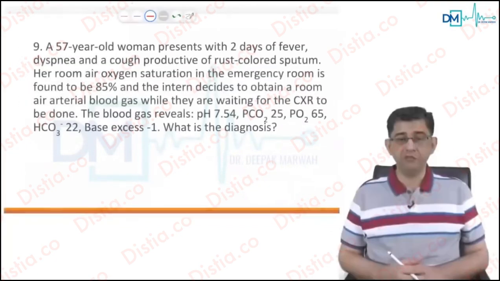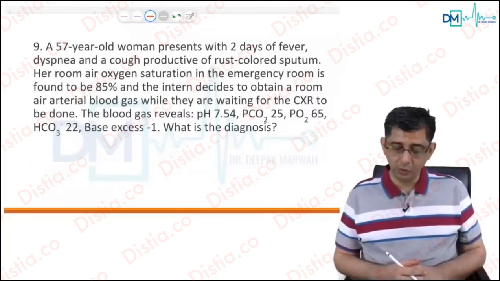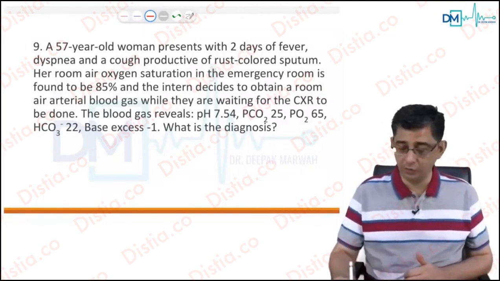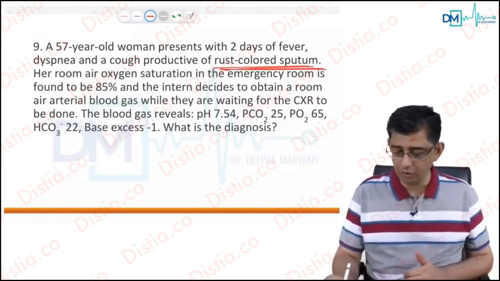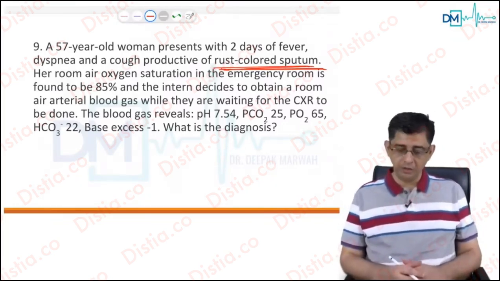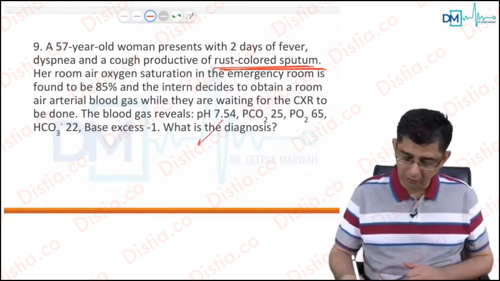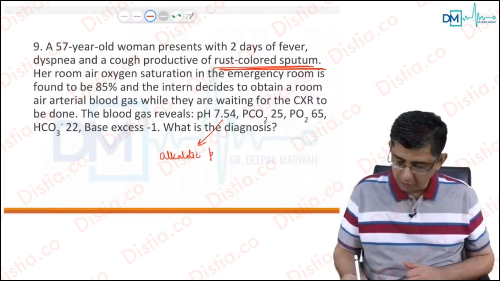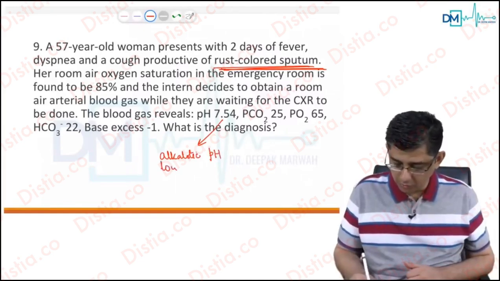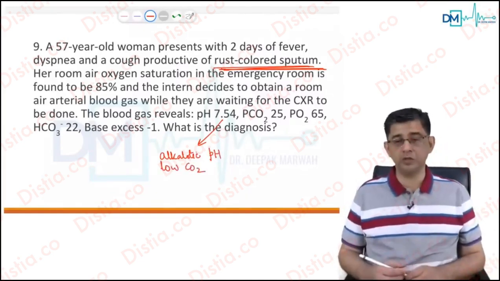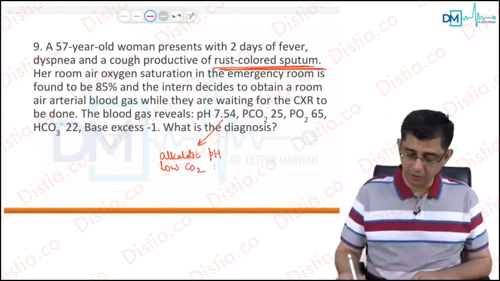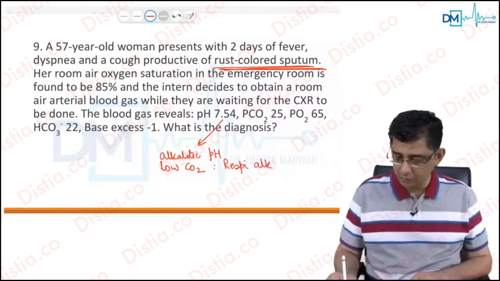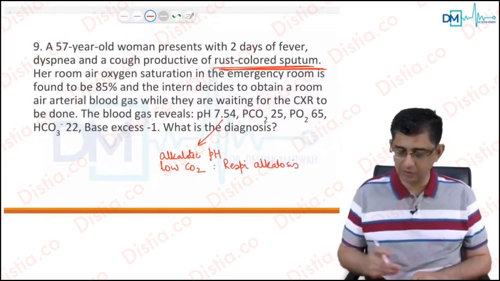Let's try another one. A 57-year-old woman presents with 2 days of fever, dyspnea, and cough which is productive, with rust-colored sputum. So we are talking about probably a pneumococcal pneumonia. The intern decides to do an ABG of the patient. You are having an alkalotic pH. With alkalotic pH, you are also noticing a low CO2 in the patient. That immediately tells you that the patient could be having hyperventilation as a cause, contributing to carbon dioxide loss, and therefore the patient is having respiratory alkalosis.